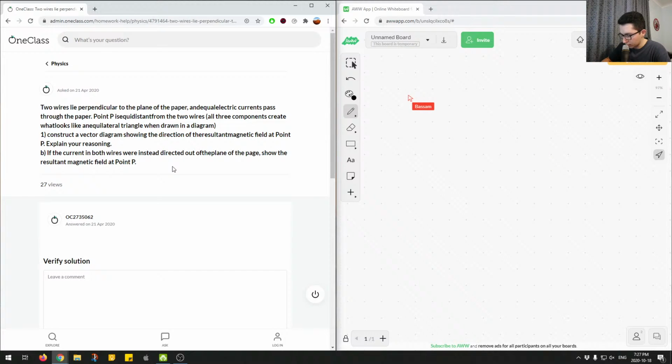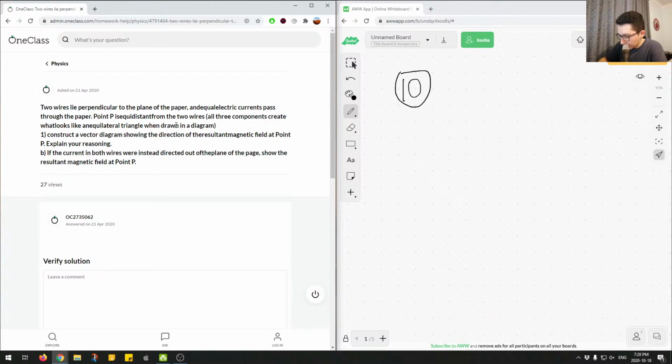Alright, so question number 10. For this question, we're asked the following. Two wires lie perpendicular to the plane of the paper and equal electric currents pass through the paper. So we have two wires lying perpendicular to the paper, and we have equal electric currents. Point P is equidistant from the two wires, so at the same distance from each wire. All three components create what looks like an equilateral triangle. So they're in a triangle format.